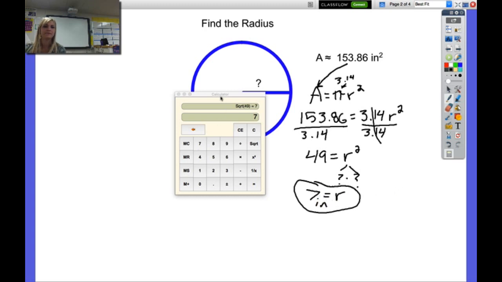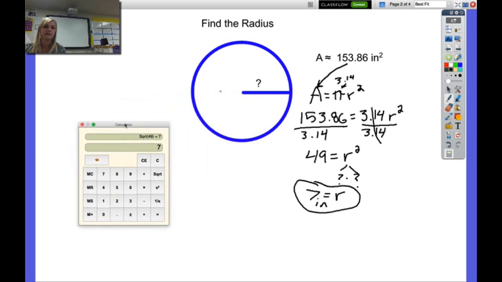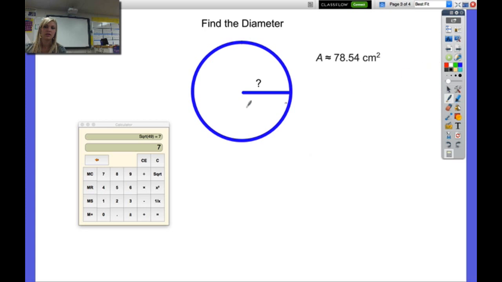So that's example 1. If you need to pause before I get started on example 2, please do so, and we'll get started with our next example. Same thing, example 2.